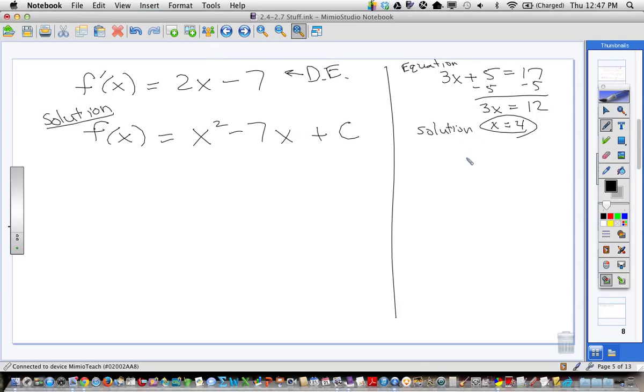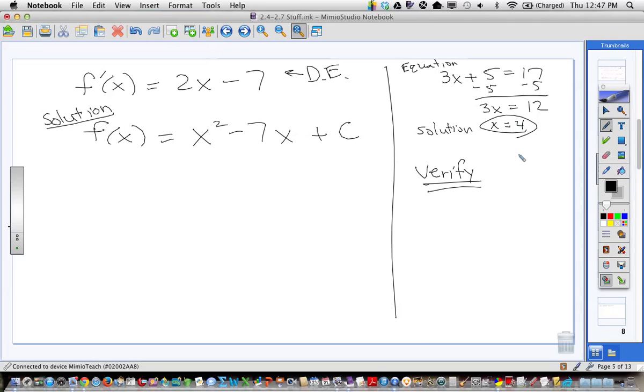Okay? Now let's talk about one more aspect of this. In algebra class, a lot of times your teacher would tell you to check your solution. How would you check or verify? I think the word we're going to use a lot in here is verify. How would you verify this solution? Plug your solution back in for x, right?